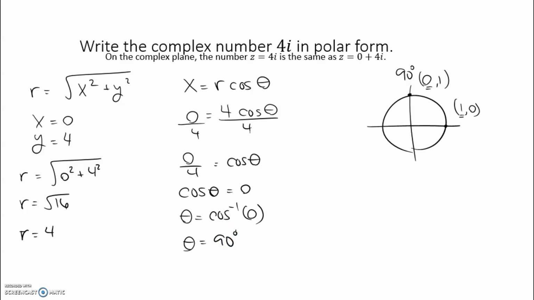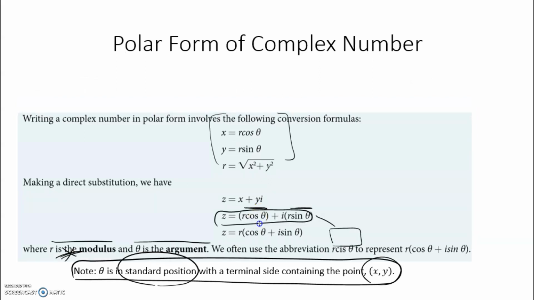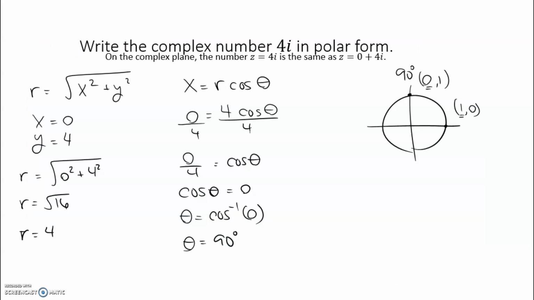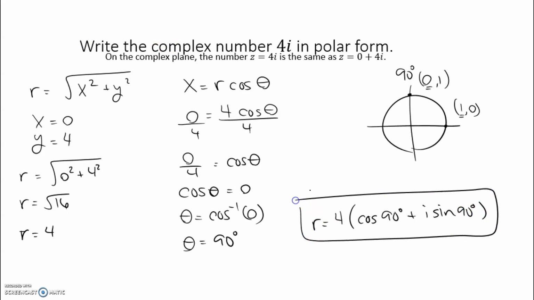Okay, so then I need to put it back into this form right here. So I'll have z is equal to 4, then cosine 90 plus i sine 90. Okay, now this right here is the trig form of 4i, and that'd be your final answer for that one.